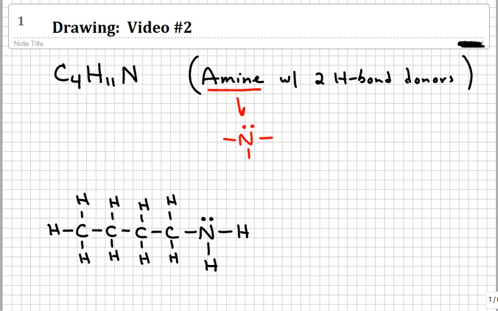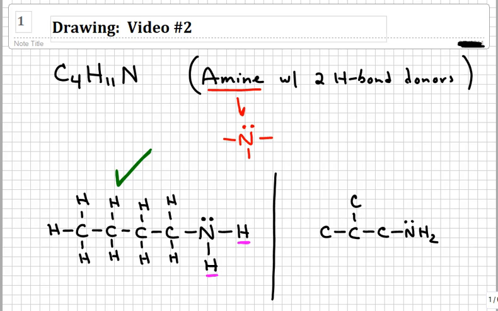Does it have 2 hydrogen bond donors? I say yes. Hydrogen on nitrogen. Hydrogen on nitrogen. Ladies and gentlemen, this will work. Again, there's other ways to do this. You could draw it like this if you wanted to. If you wanted to get kind of creative with it, you could put the 4 carbons like that, perhaps.